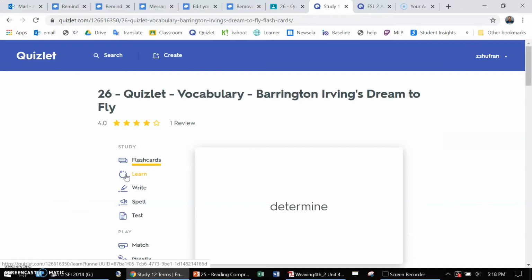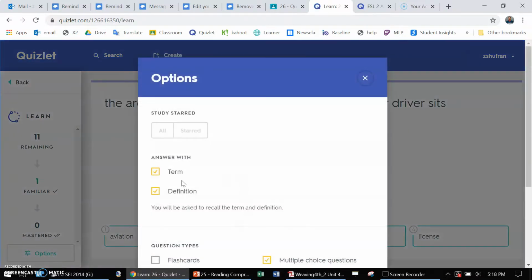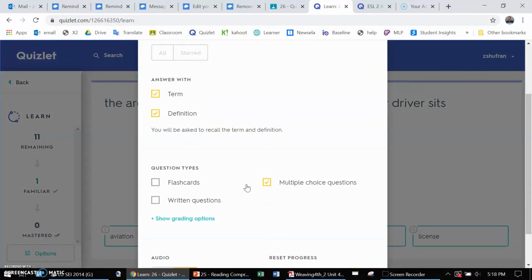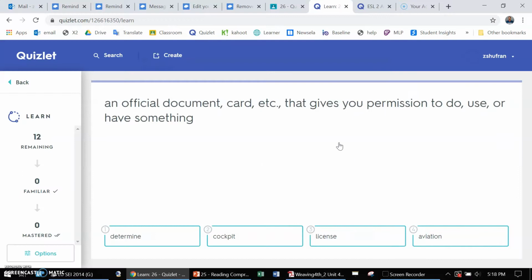Most kids don't really like that, so that's why I suggest start with learn, check your options, check multiple choice only, and then start, yes, restart.